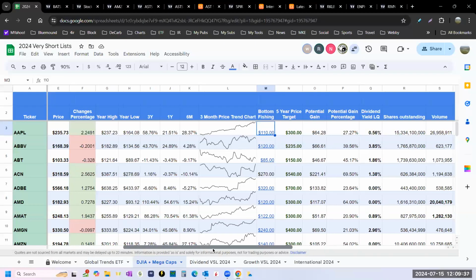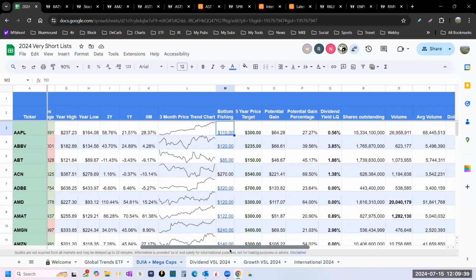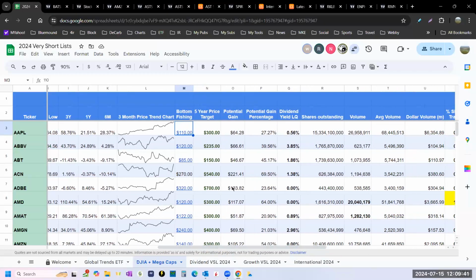So somebody said, I don't see a risk range on here. And actually you should. This is your risk range right here. Potential gain over the next 5 years. I have a bottom fishing price, which again, I'll even put that in there now.